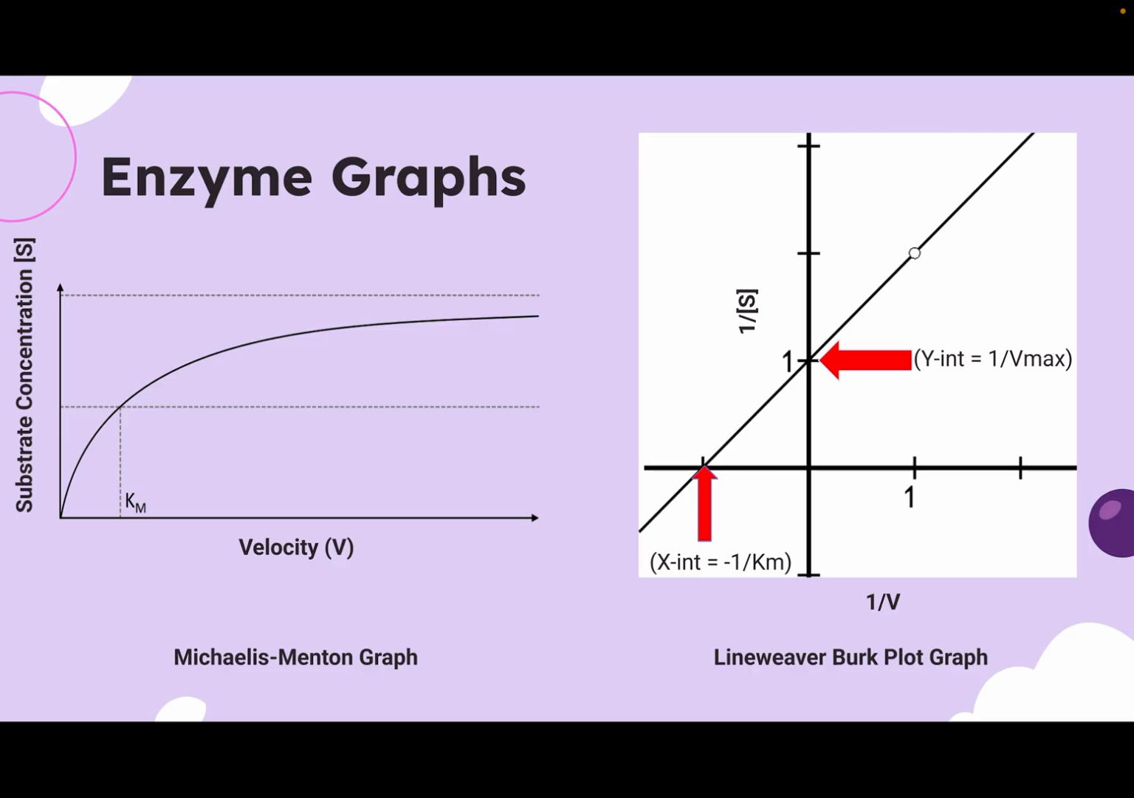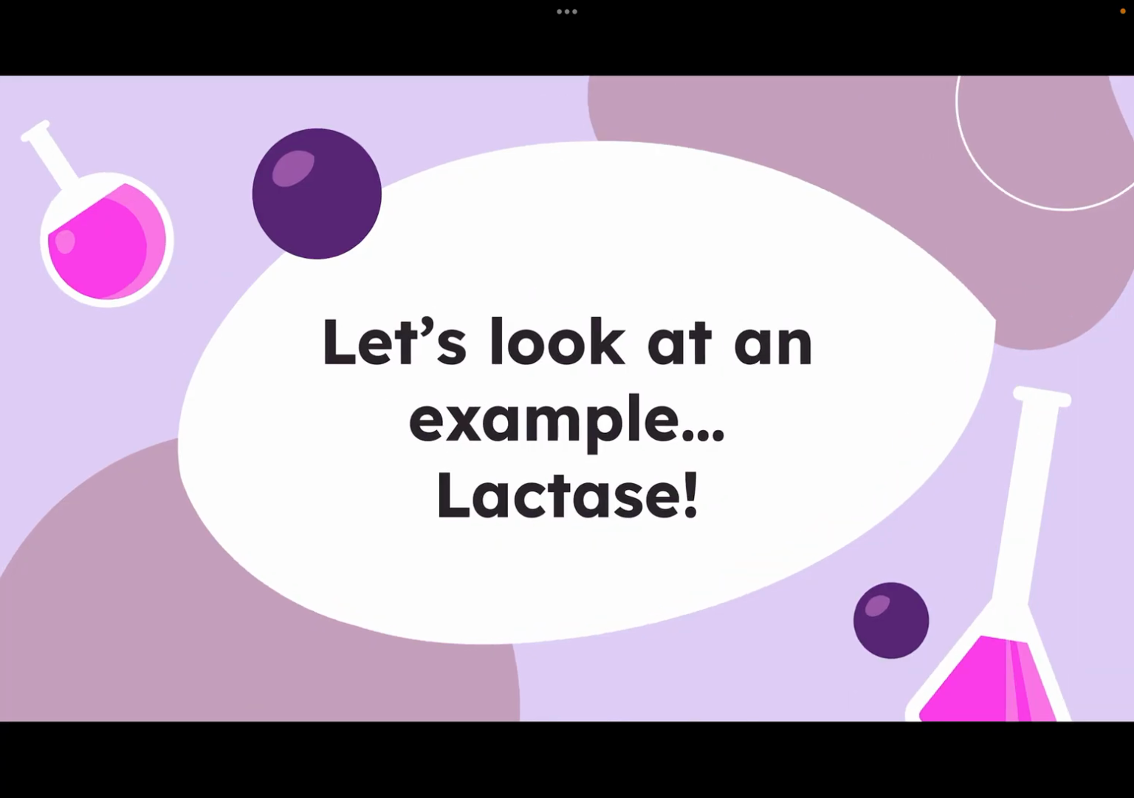But here's the cool part. Where the line crosses the y-axis, it gives us 1 over Vmax, and where it crosses the x-axis, it gives us negative 1 over Km. So this means you can calculate both Km and Vmax directly, so no guessing, no estimating, just clear numbers from the line. Let's look at an example.